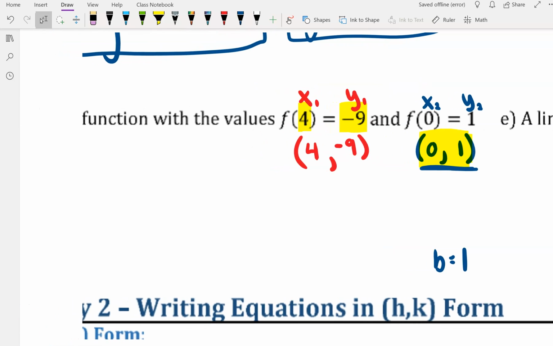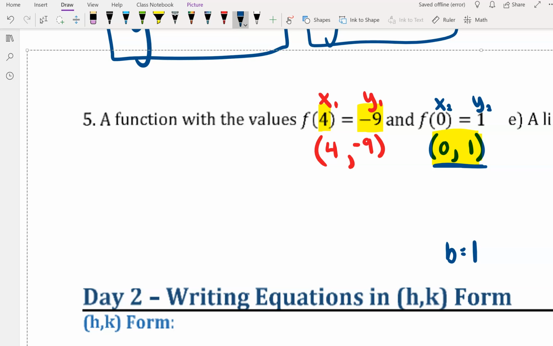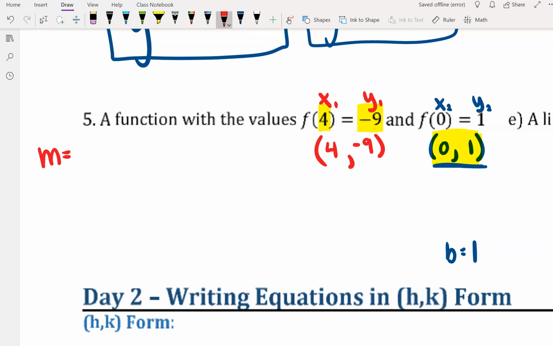In order to write something in y equals mx plus b, you need a b, but you also need an m. We aren't given the m value in here anywhere, so we need to find it. The formula for finding m is y2 minus y1 over x2 minus x1. So since we weren't given our m, we need to find that. So I'm just going to plug into that formula.